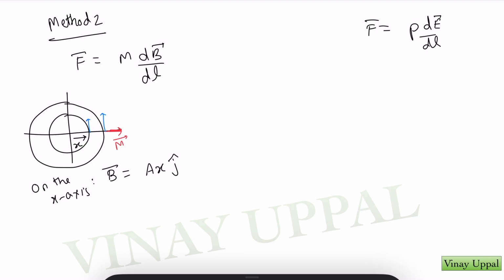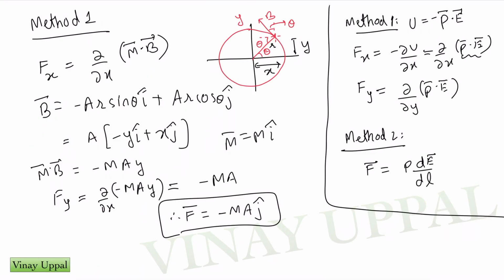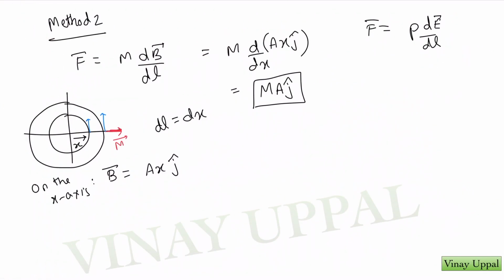Alright, and dl was along the dipole, so dl will basically be equal to dx because the magnetic moment is along the x-axis. Therefore the force would be m times the derivative of A x j cap, so this will be m A j cap. If I look at the first method, my answer was minus m A j cap, so the force is in the negative j direction. And in the second method, the force is in the positive j direction.